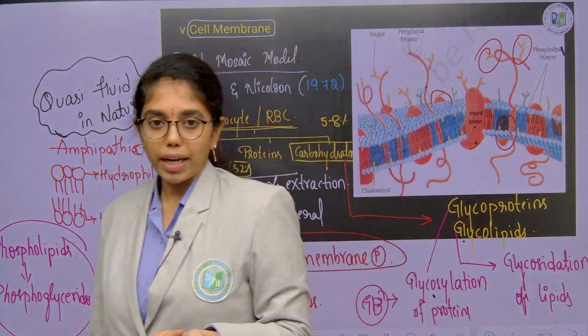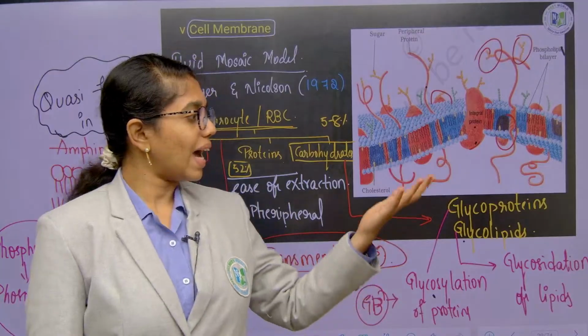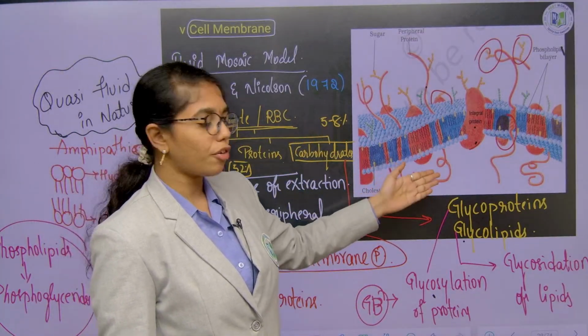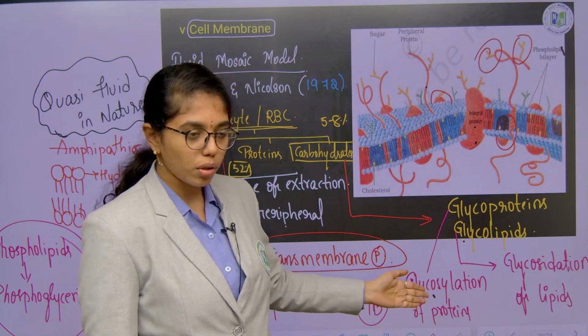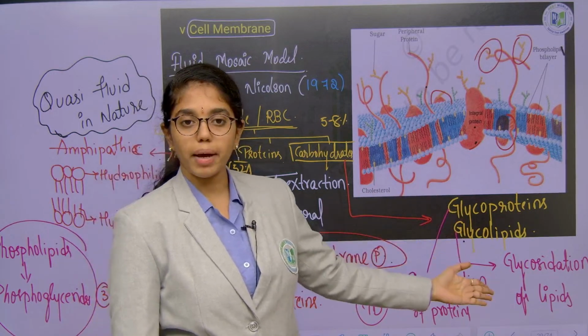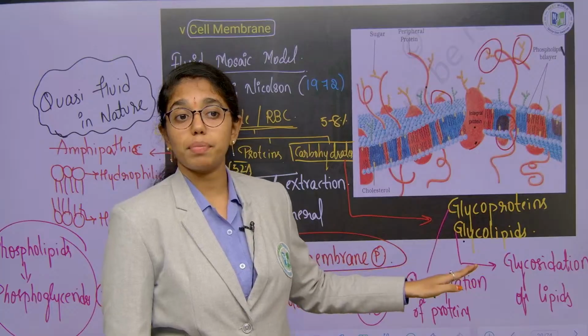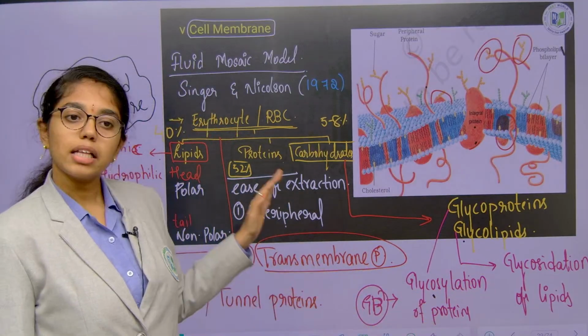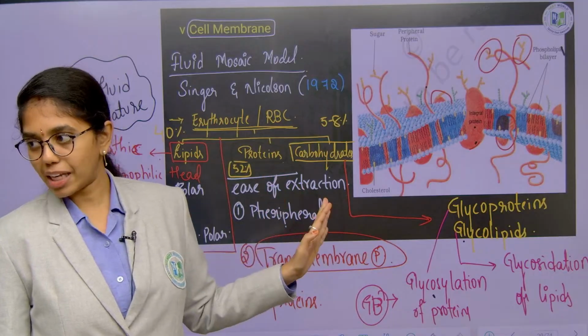Carbohydrates, around 5 to 8%, are present in what form? As glycoproteins and glycolipids. Glycoproteins are formed via glycosylation of proteins, glycolipids are formed via glycosidation of lipids. This happens inside the Golgi bodies. Clear till here? This is the composition of plasma membrane.